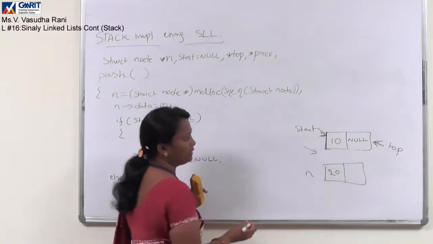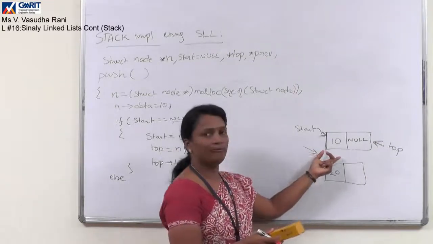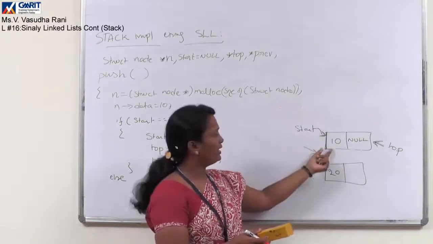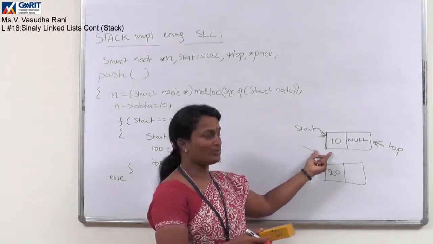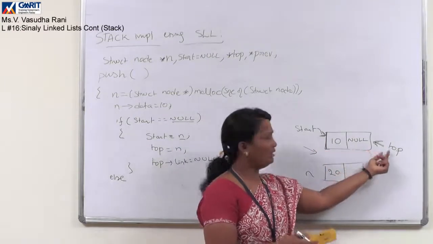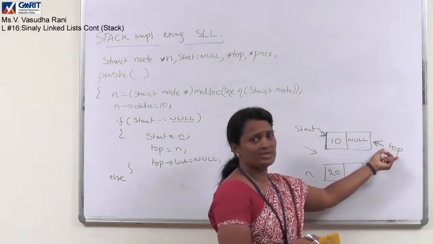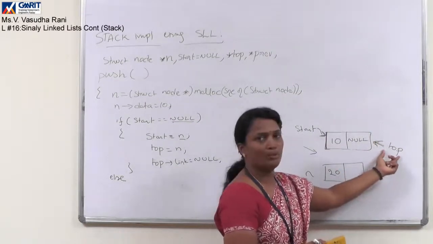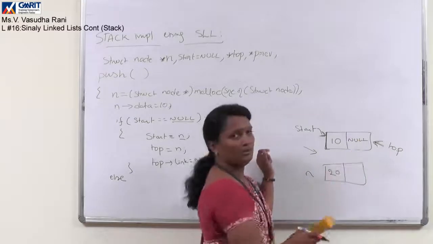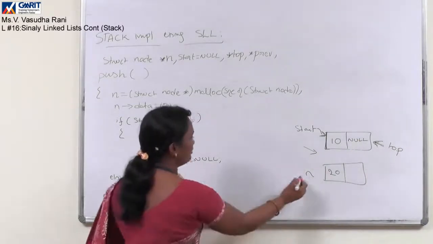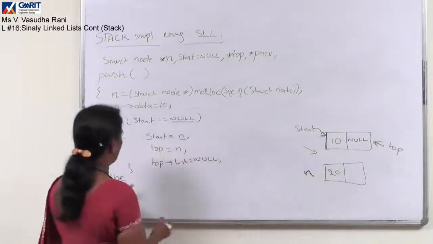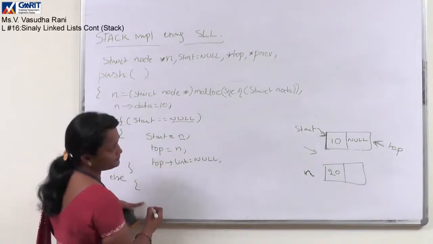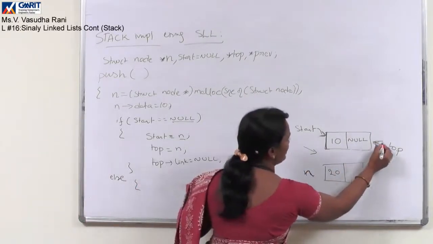Earlier, in single linked list insertion at the end, we used to traverse the list from the start till the last node, but here in the stack we are avoiding that procedure because we already have a top pointer which is referring to the top node in the stack. So simply by referring the top pointer, the new node will be added to the top. Here our new node is n, and this is our top node.